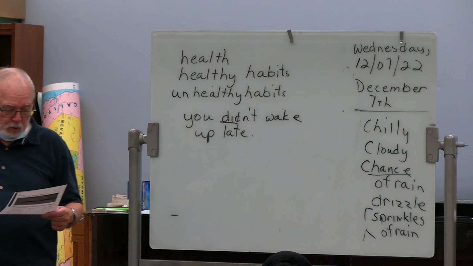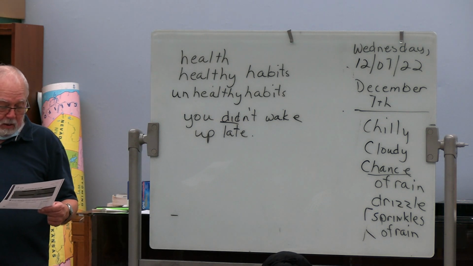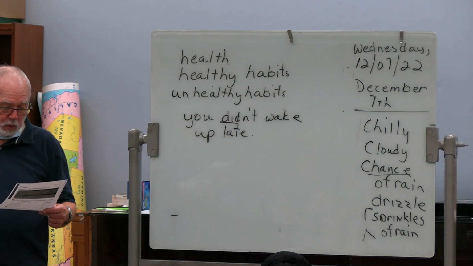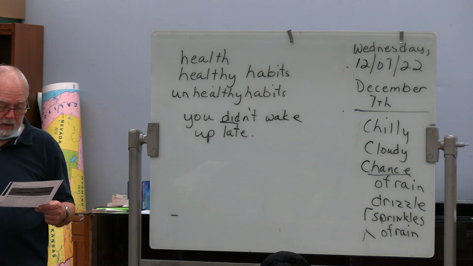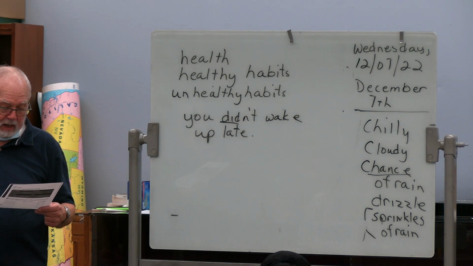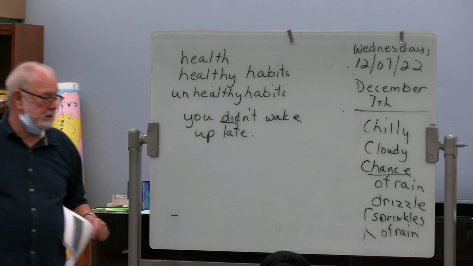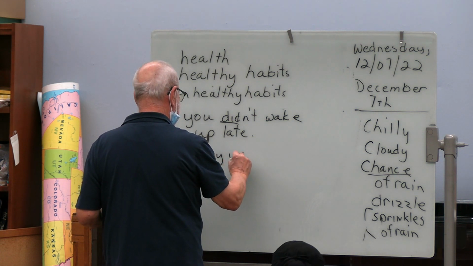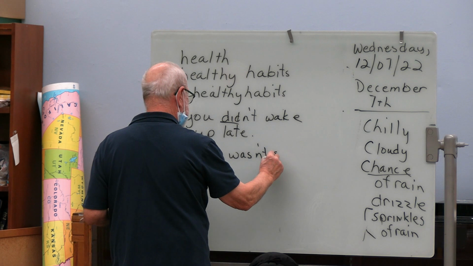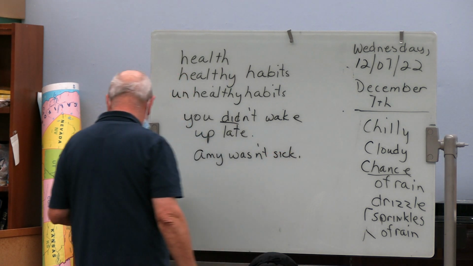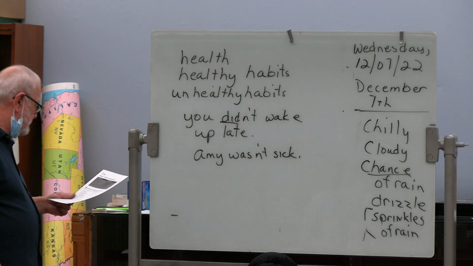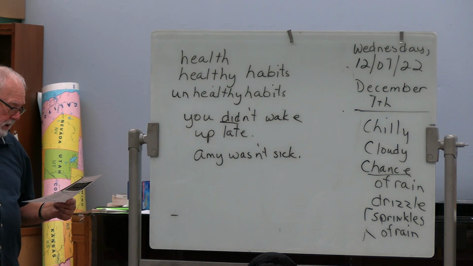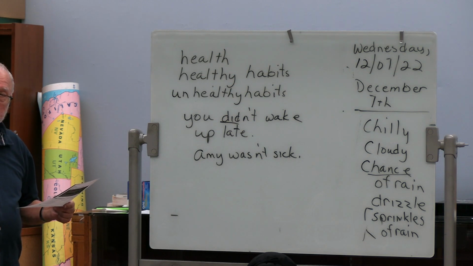Now let's try number 2. The sentence here, Rosa was sick. And so now we want to change that to Amy. Amy wasn't sick. Number 3, we're changing Tashio to Andre. Andre wasn't. He wasn't.